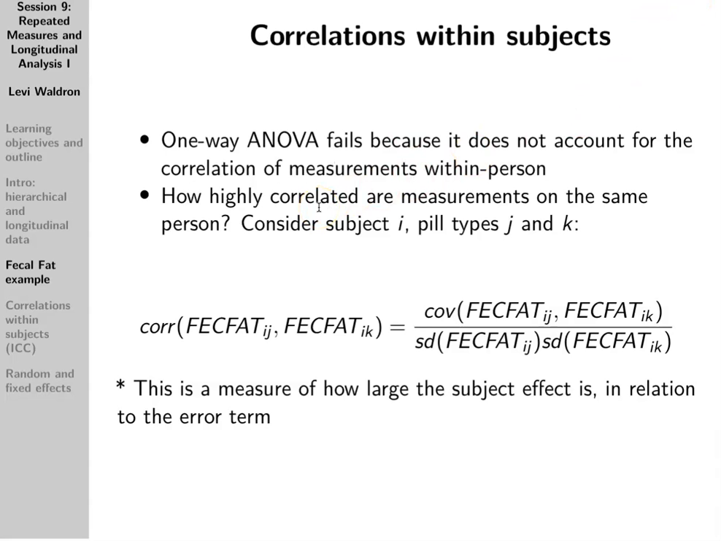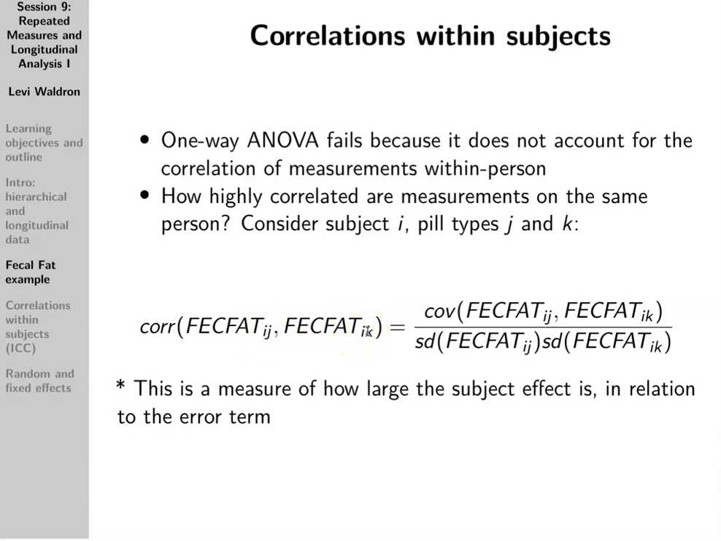And that raises the question of how can we measure that? How highly correlated are the measurements on the same person? So that is, when we go from one person to another, how much do all of the measurements on average change? So considering subject I, pill types J and K, we're writing out here just a definition of correlation. So what this is, is a Pearson correlation between the measurement on subject I between two different pill types.